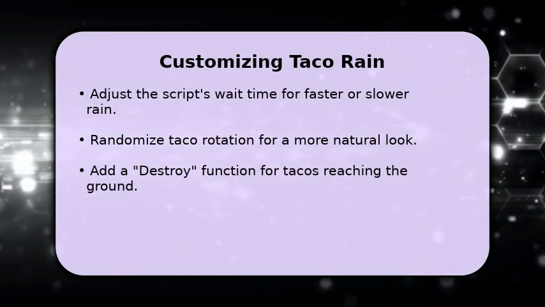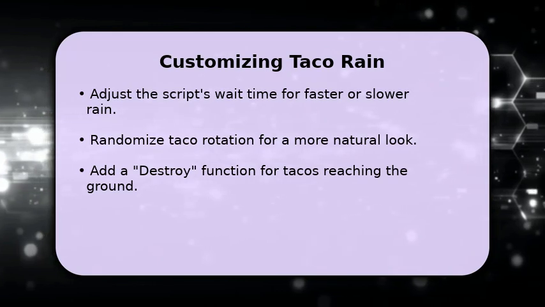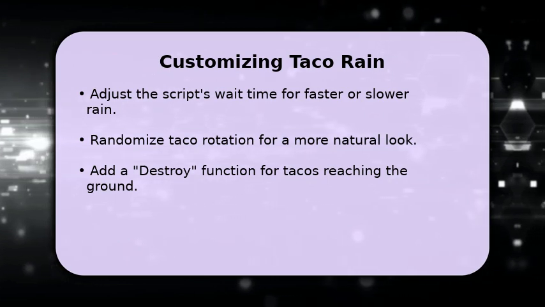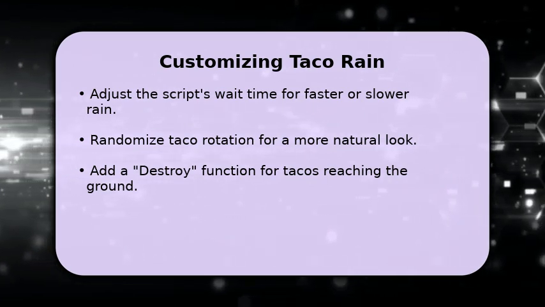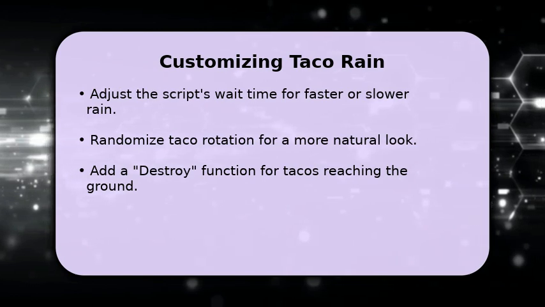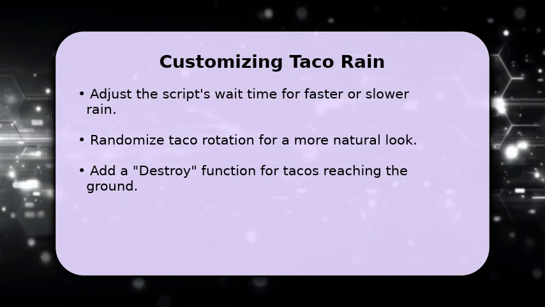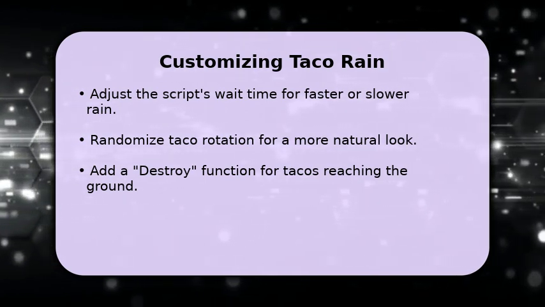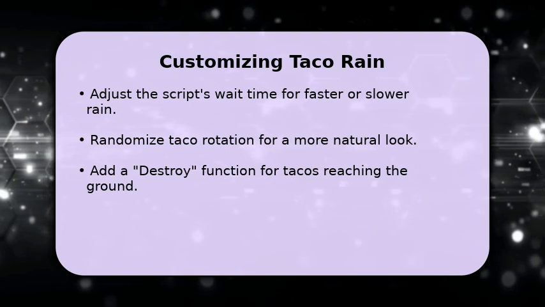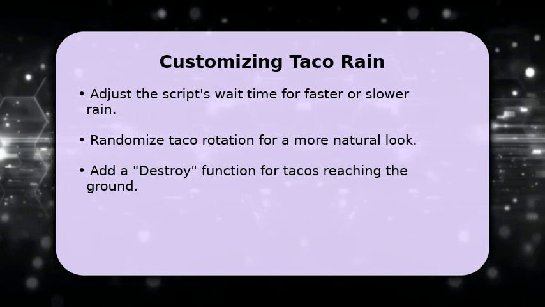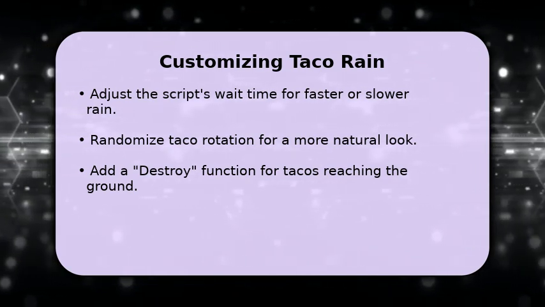To make your taco rain perfect, you can customize a few things. Adjust the wait time in your script to control how fast or slow the tacos fall. You can also randomize the rotation of each spawned taco for a more natural, less uniform look. Consider adding a destroy function for tacos that hit the ground, preventing performance issues. Feel free to experiment with different taco sizes and colors too.